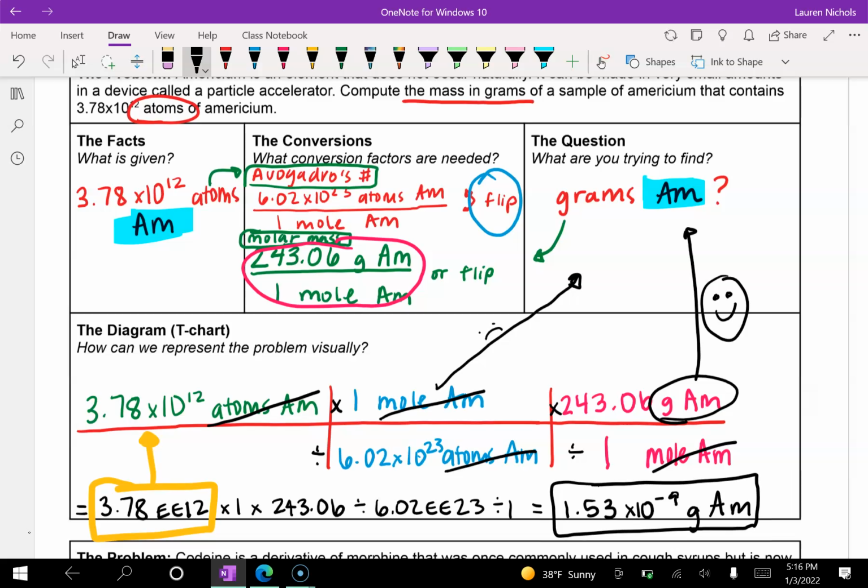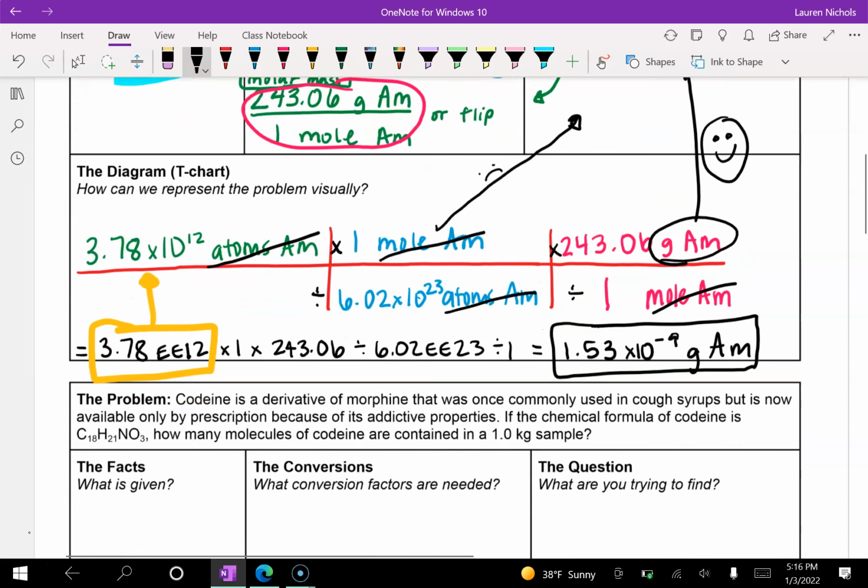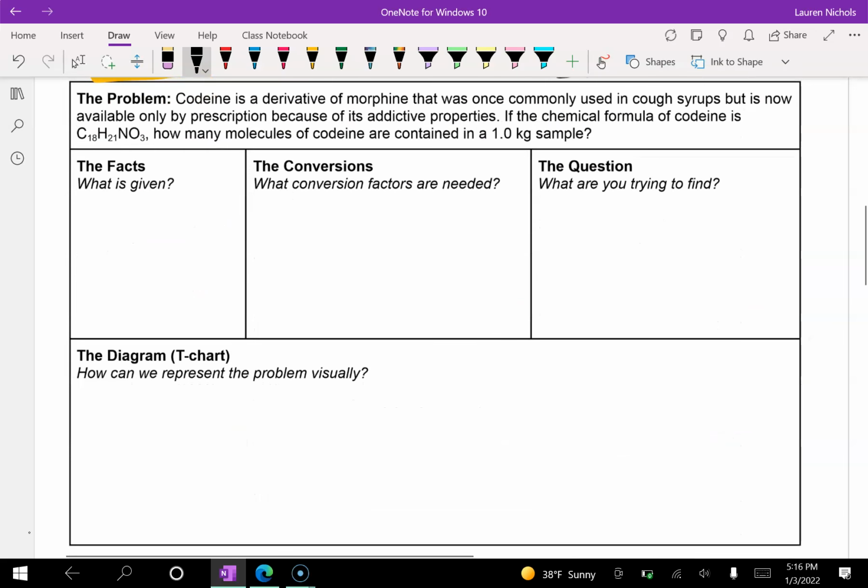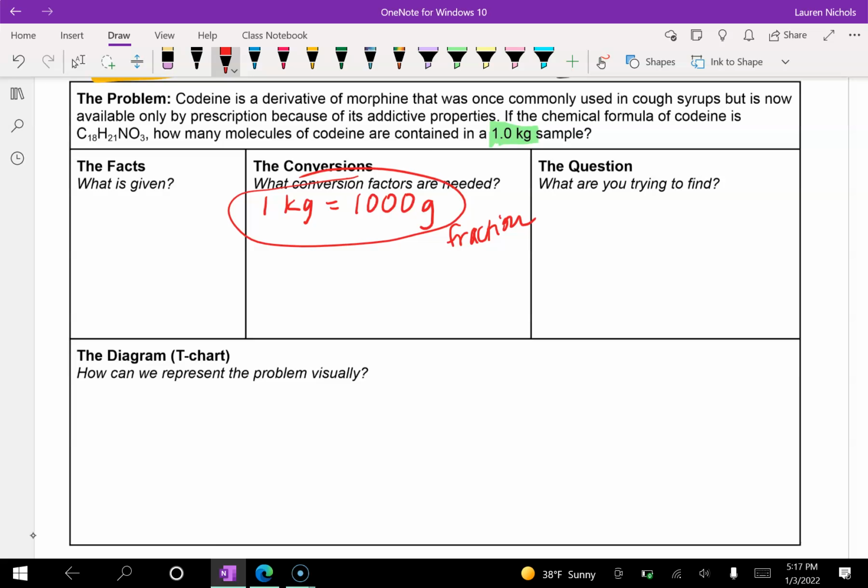And so what I want you to do, whether you're in class or at home, is do the second problem on your own. One thing, though, that I want you to keep in mind is that here it says our sample is 1 kilogram. Now, a conversion factor that you might have forgotten about is that 1 kilogram is equal to 1,000 grams, and you might need that in this problem. And actually, I wrote that as an equality, so make sure that you put that as a fraction in your work. So go ahead and work on that.